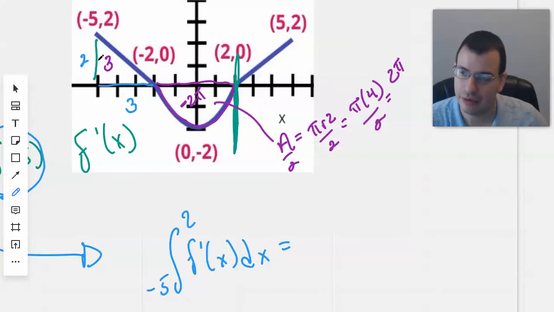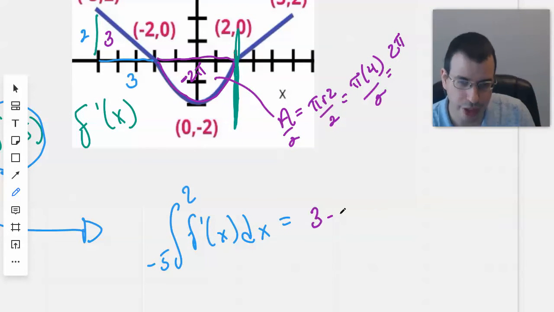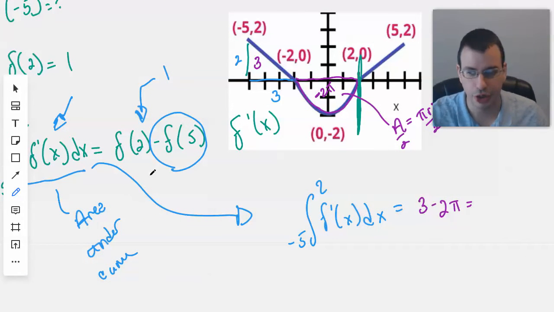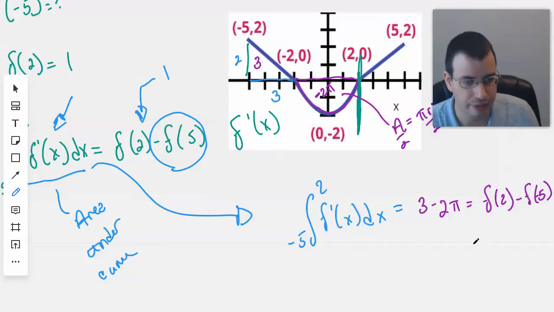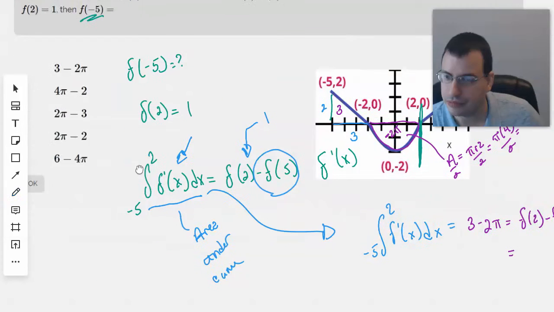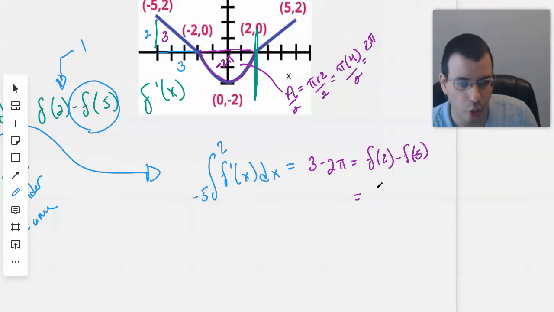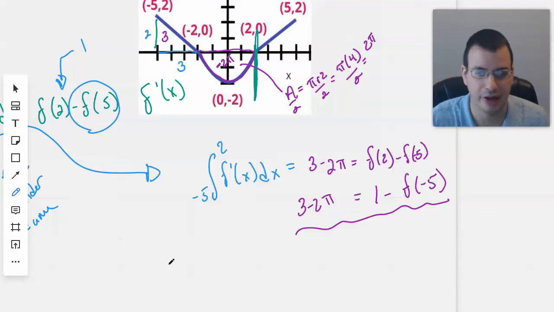So we have 3 minus 2 pi. And then we know from our equation over here that we just wrote up, this will equal f of 2 minus f of negative 5. F of 2 was given as 1. So this will be 1 minus f of negative 5. 3 minus 2 pi. I know it's looking a little bit messy, a little disordered. That's okay, part of life.